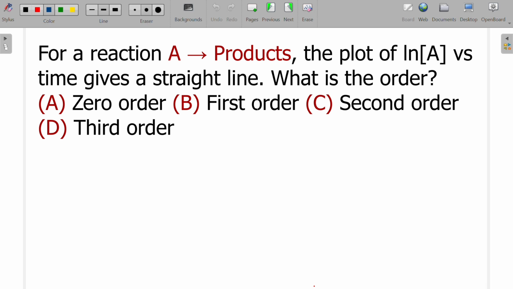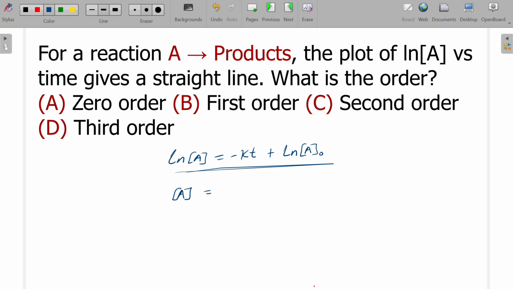Now this is determined from the integrated rate laws. The integrated rate law that contains natural log of A is the first order, given by natural log of A, the concentration of A, equal to minus KT added to natural log of A initially. So this is the integrated rate law for a first order chemical reaction.